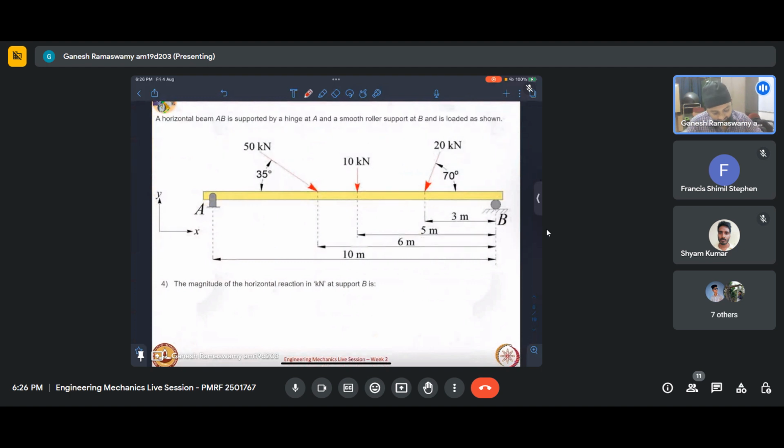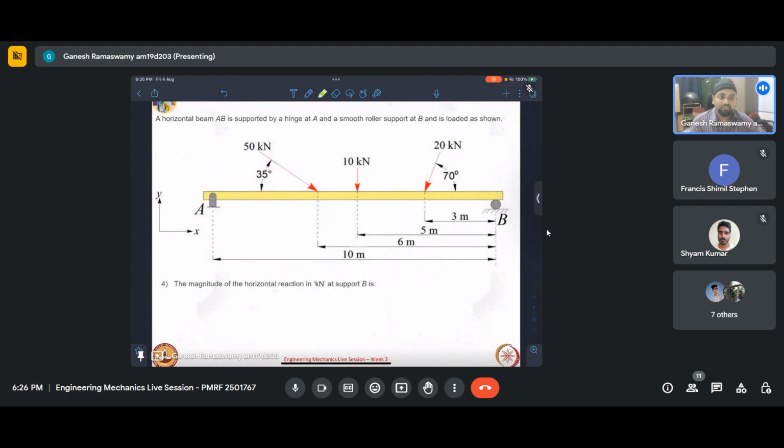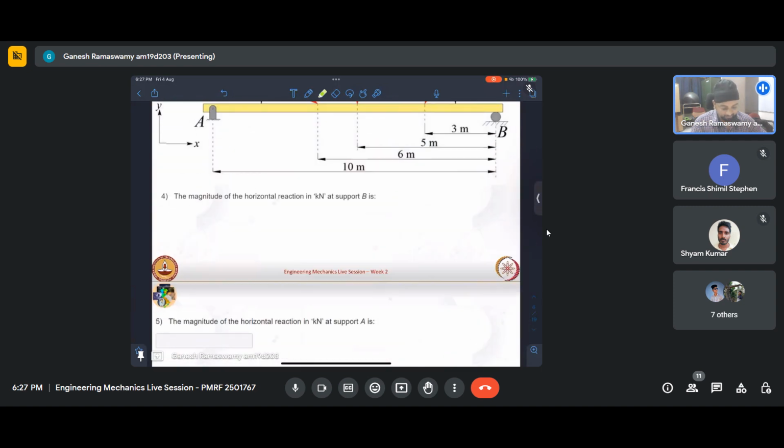A horizontal beam AB. Now, whatever we discussed, all these we will be applying here. We will see the application part now. A horizontal beam AB is supported by a hinge at A and a smooth roller at B and is loaded as shown. And we have been asked to calculate the magnitudes of the reactions.